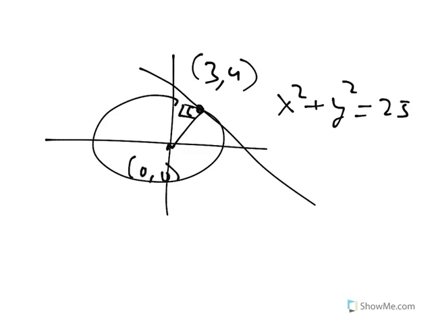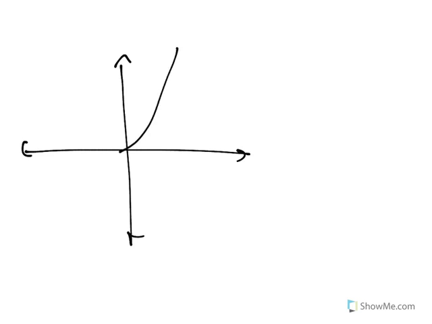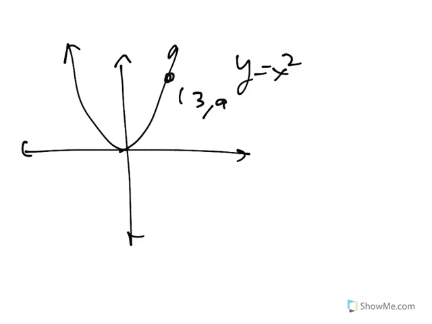So if this is 0, 0, 3, 4, this radius has a slope of 4/3, and that makes the slope of the tangent line -3/4. But let's look at another fairly simple curve, which is a parabola, y = x squared, and one of the points on it is the point 3, 9.